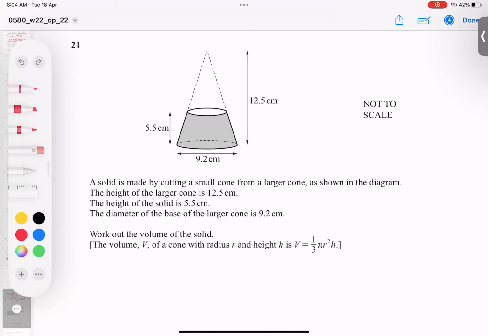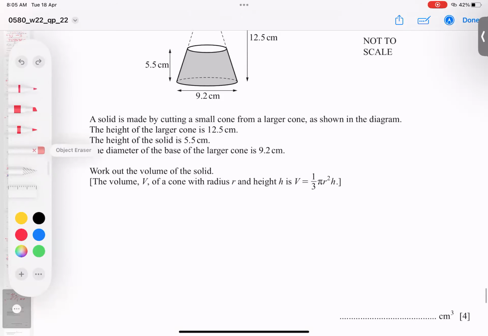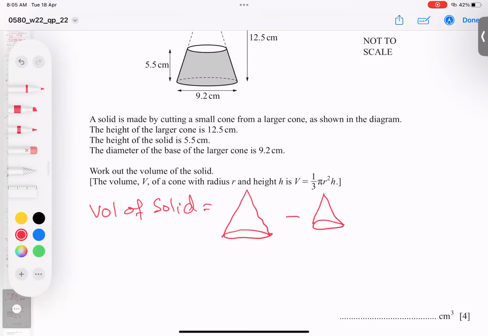The diameter of the base is 9.2, given by him. The height of the larger cone, before cutting, is 12.5, and the remaining part is 5.5. Now, what is the plan of action? How can we get this volume? I tell you, the volume of the solid is the bigger cone volume minus the top smaller cone volume.